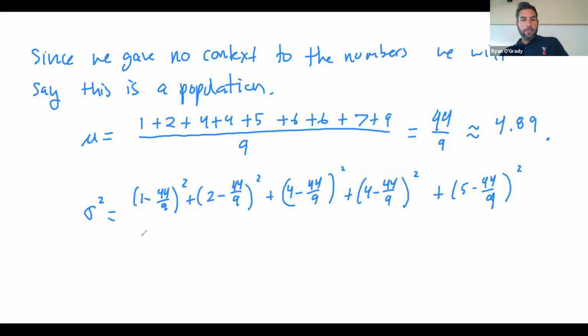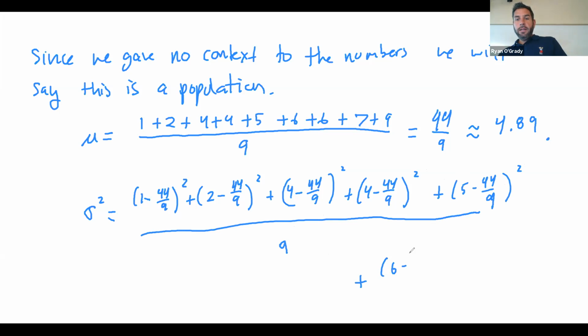And then, look, I have to kind of break this up. We know this is going to be all over 9, but I'm not done because I still have another piece. Then I have 6 minus 44/9 squared plus, let's put the other 6 here because I'm running out of room. I apologize that this is sloppy. Hopefully you guys can rewrite it and convince yourself of its validness.